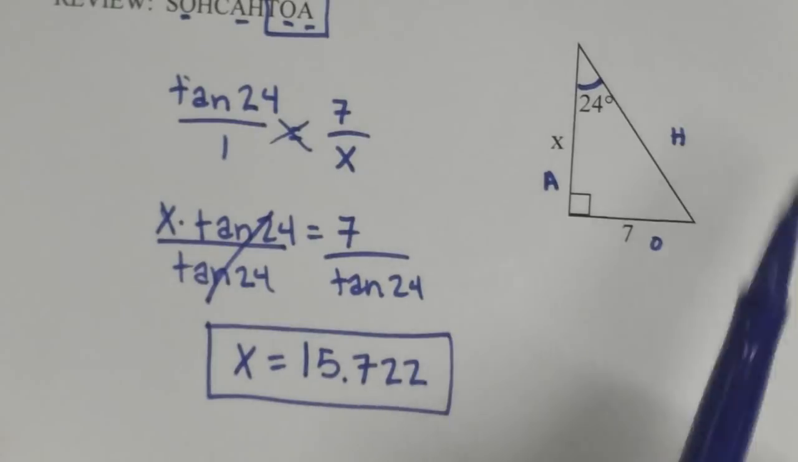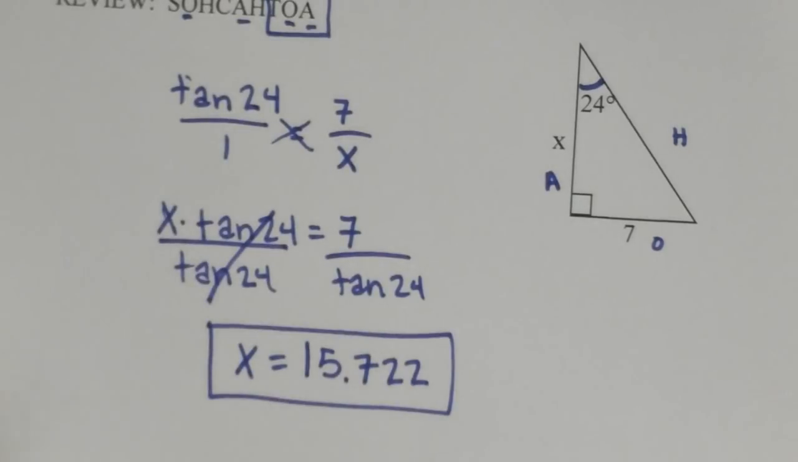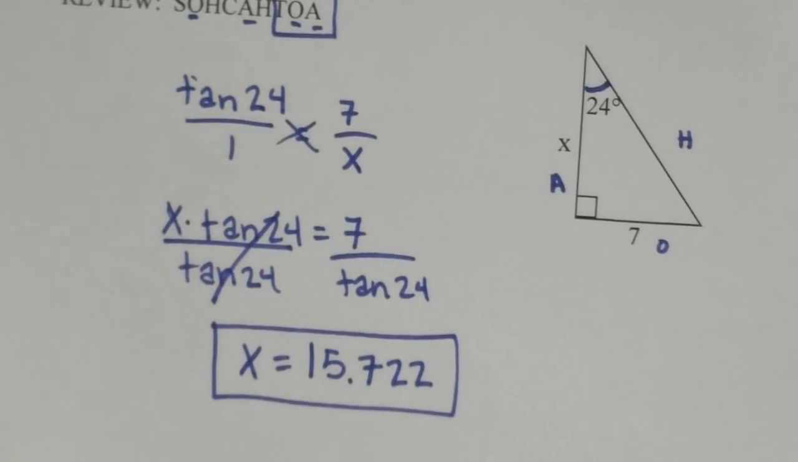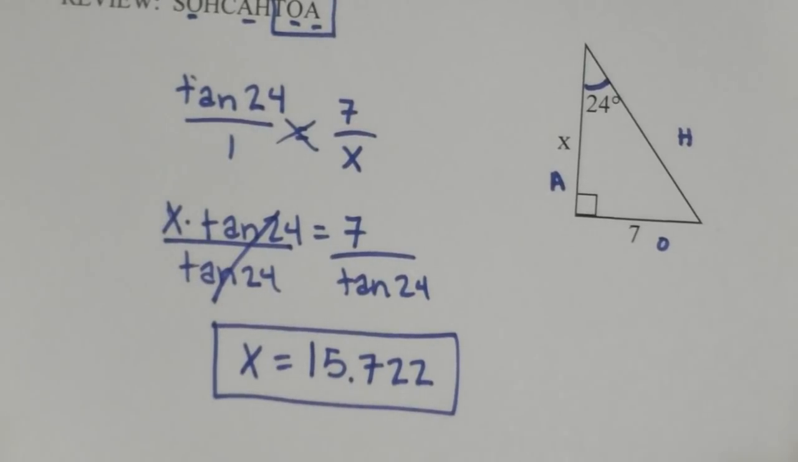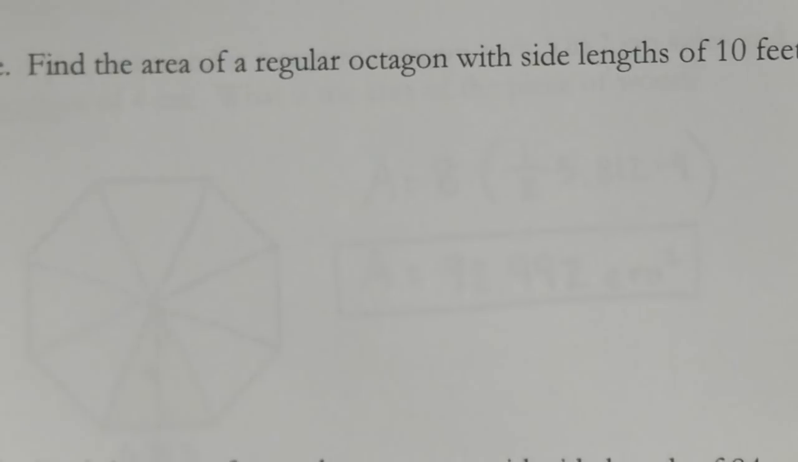So that is SOHCAHTOA. We're going to be using that in our regular polygons. If you don't remember SOHCAHTOA, this was chapter 7. You can go ask your teacher about it, so we can make sure that you understand SOHCAHTOA. So this is one of these level 2 and 3 that I was talking about earlier. So we're actually going to do one now.